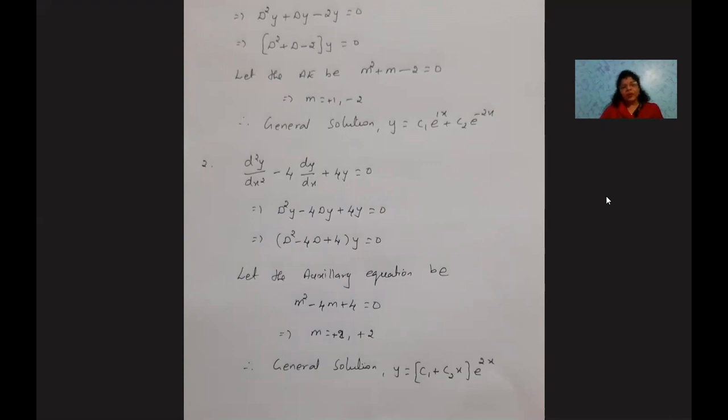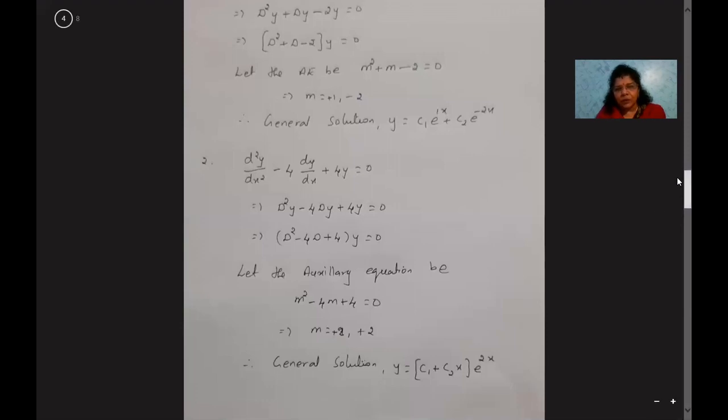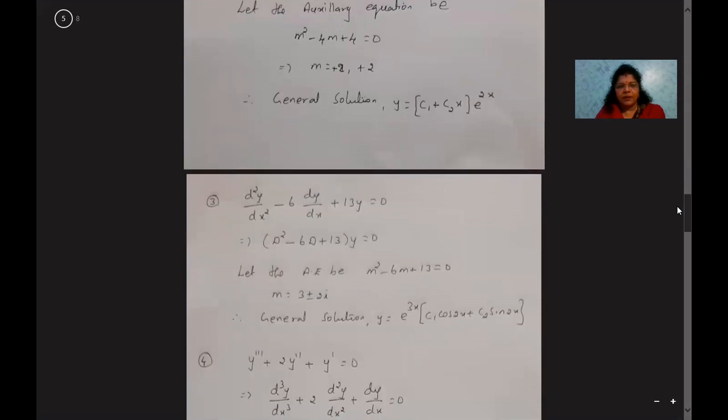What is case number 2? If the roots are real and repeated, the general solution is, what is the general solution? C1 plus C2x into e power m1x. What is m1? Here m1 and m2 are the same, that is plus 2, which we have substituted.